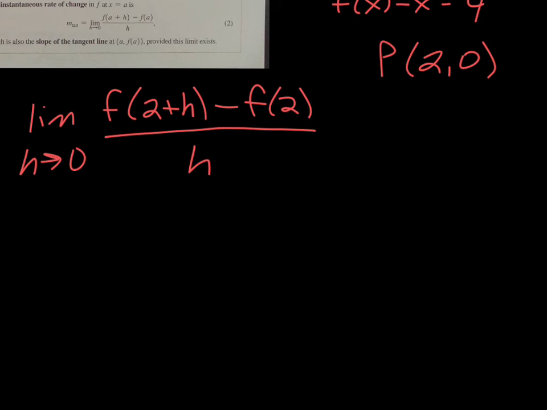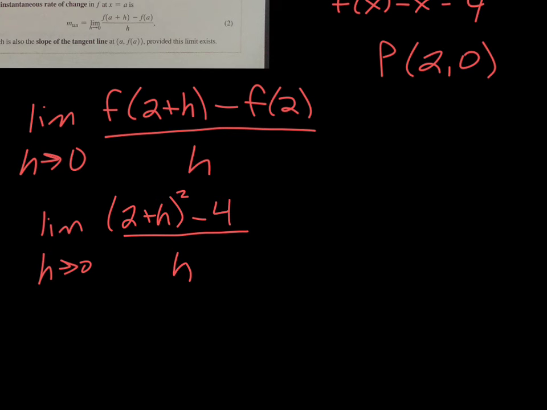So then what this next part is, oops, I ran out of room here. So then the limit as h approaches 0, as that distance gets smaller and smaller. What we're doing is x squared, so 2 plus h squared minus 4. And so that's all f of 2 plus h. Is that okay? Then minus f of 2, which is 0.